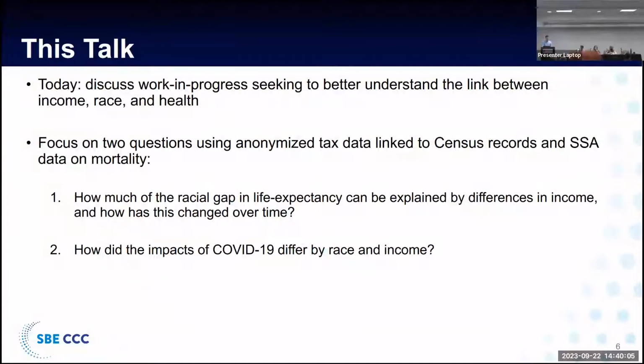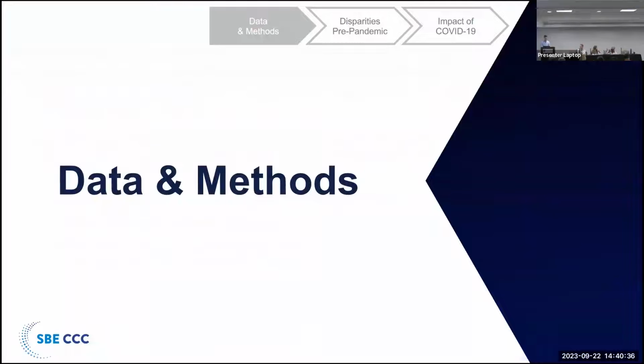So today I'm going to be talking about this work in progress, seeking to better understand the link between income, race, and health, and I'm going to focus on two key questions. The first is how much of the racial gap in life expectancy can be explained by these differences in income and how that's changed over time. I'm going to start with a bit of context, bringing us from 2001 to the year 2019, before we get to question two, which is how did the impacts of COVID-19 differ across Americans of different races, ethnicities, and incomes.